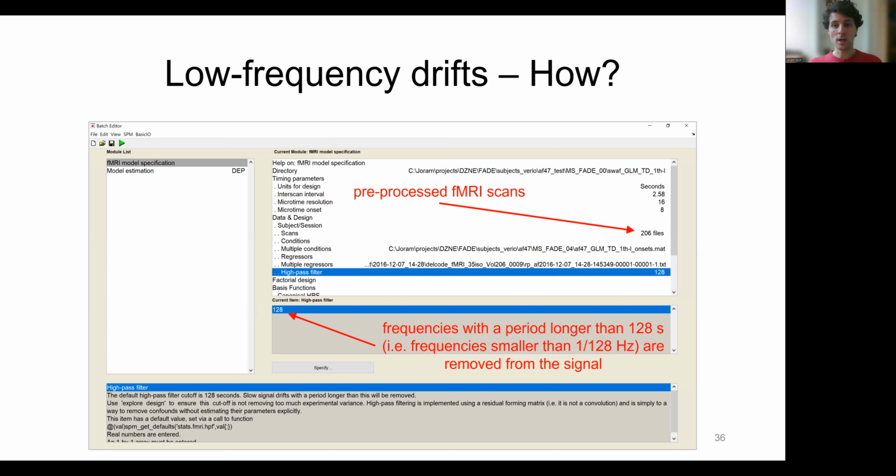In SPM, when you want to set up a first level statistical model and specify temporal filtering, you choose the module fMRI model specification. There you can enter the preprocessed fMRI scans, and you choose a high pass filter cutoff value, which is here 128 seconds. This determines which frequencies are removed from the signal or kept in the signal. So in this case, frequencies with a period length longer than 128 seconds, which is pretty long because it's more than 2 minutes. Or in other words, frequencies which are smaller than 1/128 Hertz will be removed from the signal using this temporal filtering approach.